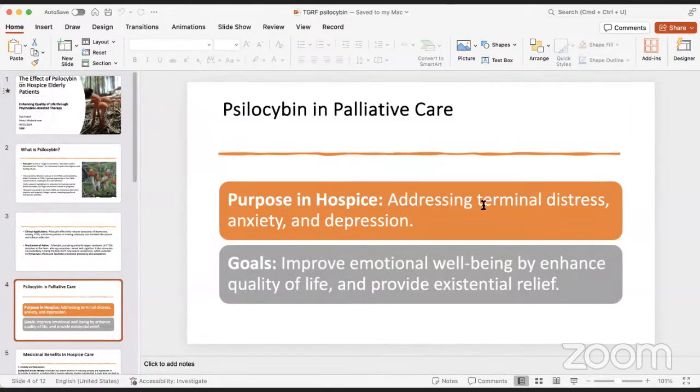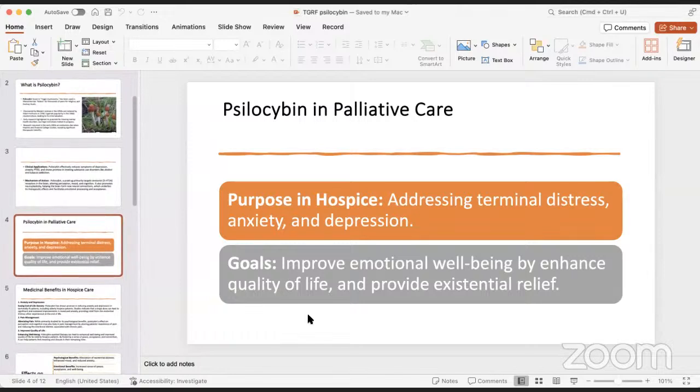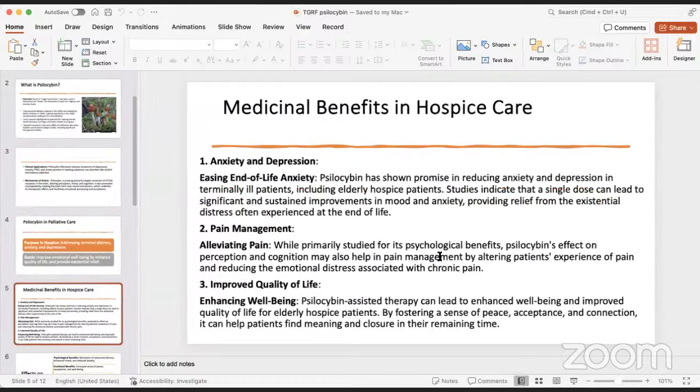The role of psilocybin in palliative care is basically addressing terminal distress, anxiety, and depression. The goal is to improve emotional well-being by enhancing the quality of life and providing existential relief. Imagine you receive, or we receive, a terminal diagnosis, and as we all know, being in hospice means you have a prognosis of 6 months. So imagine the anxiety and depression that a patient can feel when he receives that diagnosis. Now we're going to talk about the medicinal benefit in hospice patients that can help with their anxiety and depression by easing end-of-life anxiety.